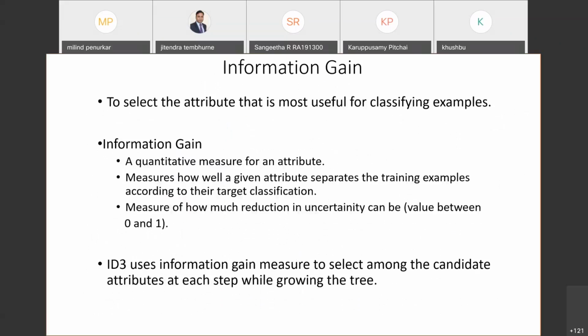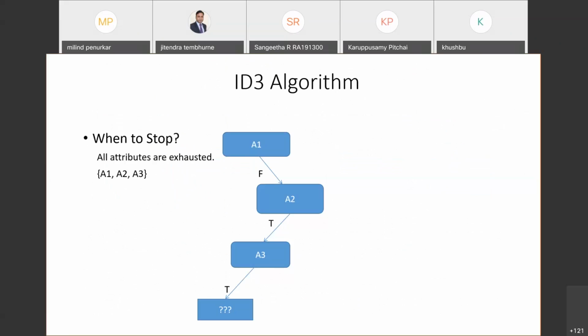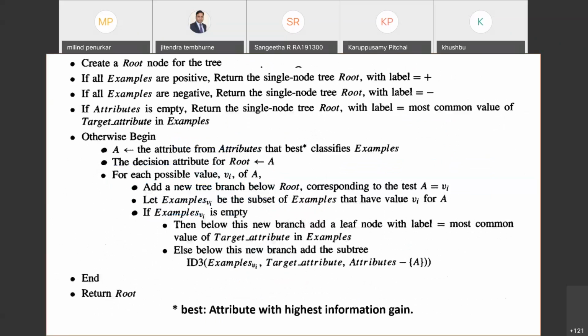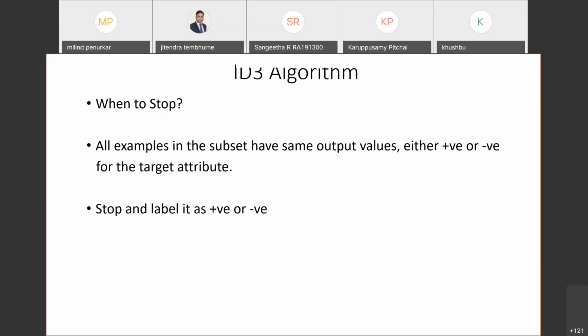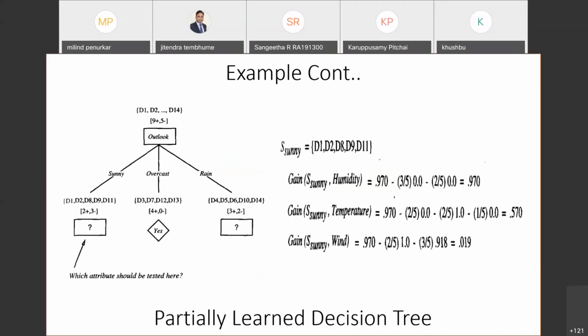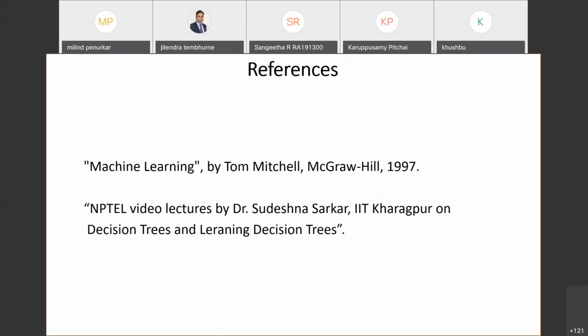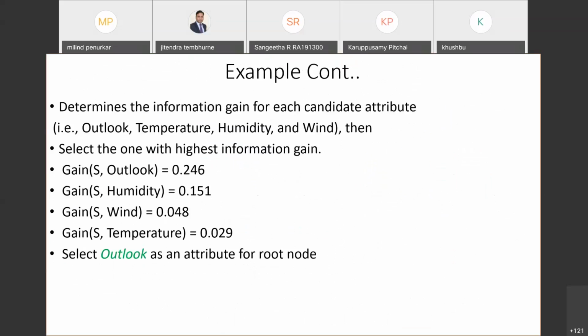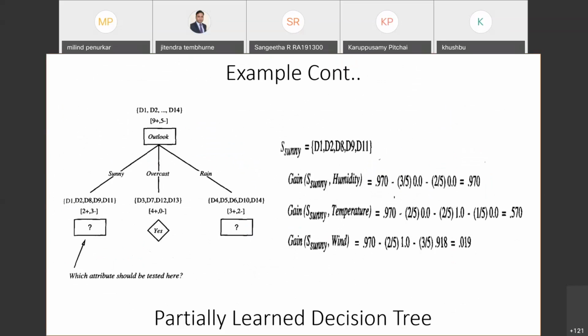Okay, so where were we in the ID3 algorithm? Could you see now? Let examples be the subset of examples that have the value we have, and then I go with ID3 examples, target attribute, attributes minus A. So who was A in this case? That has gone now. Yes, Outlook has gone now. Now I need to consider humidity, temperature, and wind.